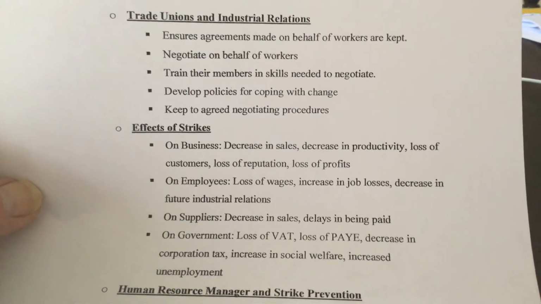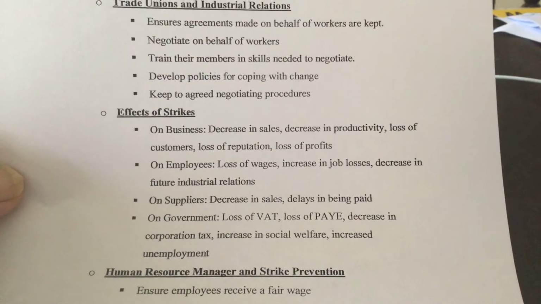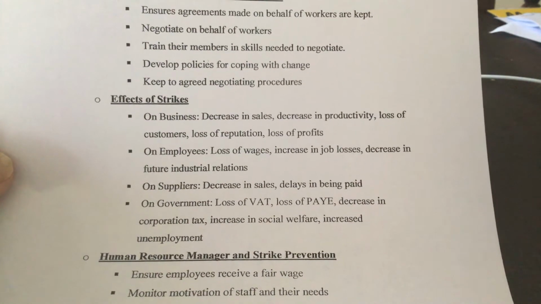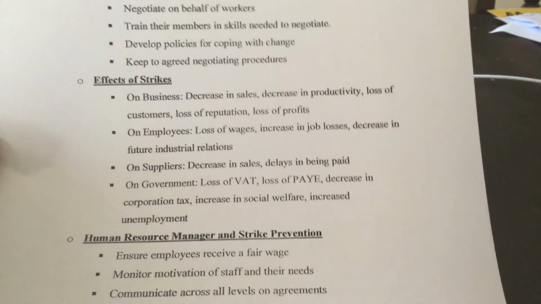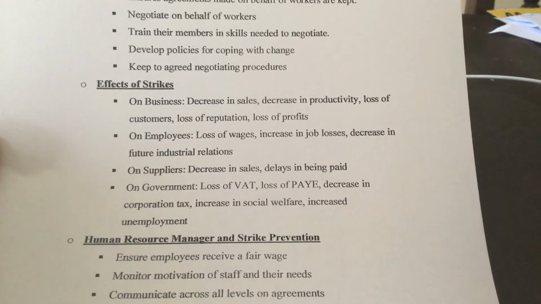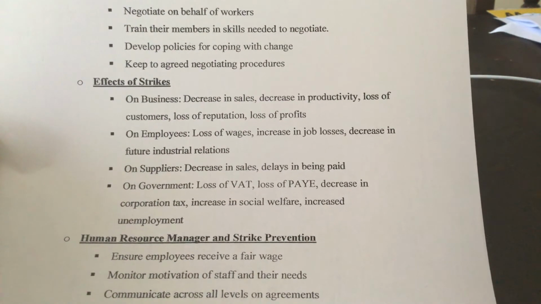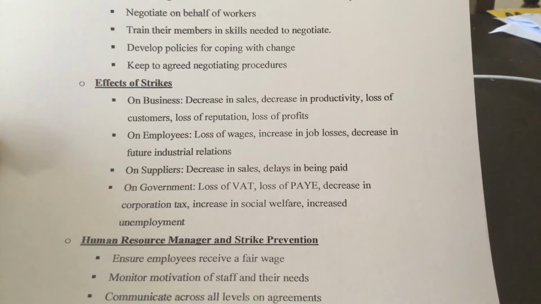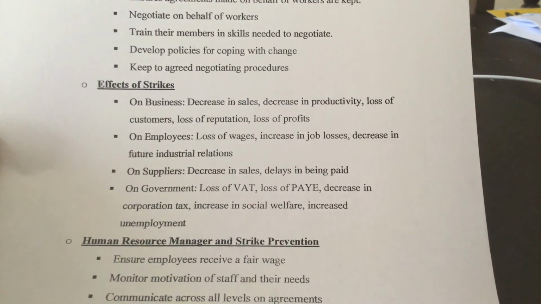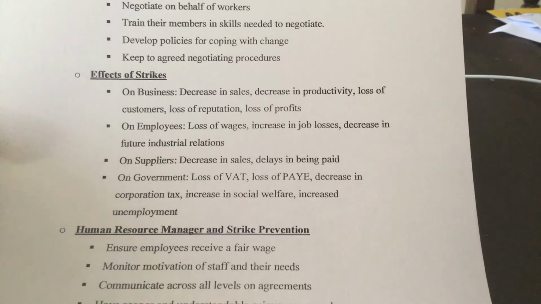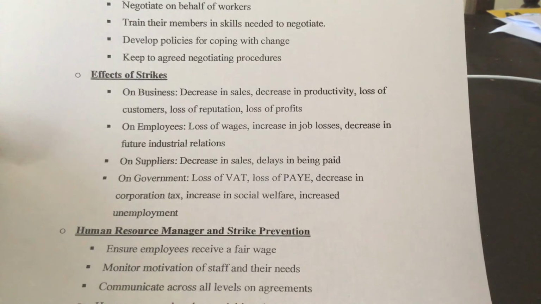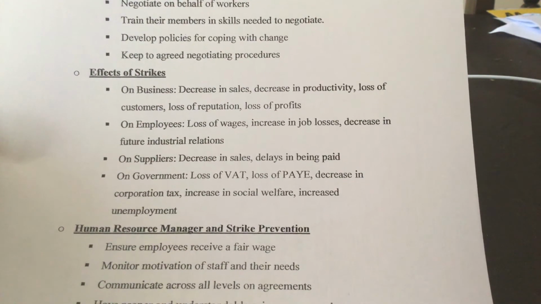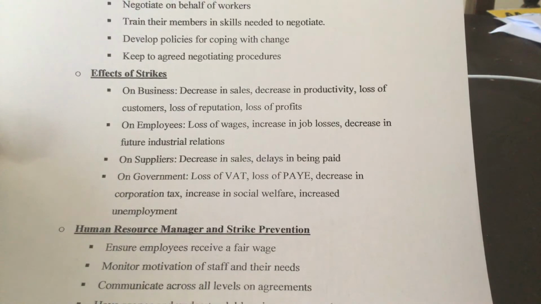Now, here's a question that's come up in the exam. Outline the effects of strikes on the stakeholders of a business. Now, the stakeholders of a business, as you know, is anybody that's affected by the business. So on the business itself, there's a decrease in sales, a decrease in productivity, loss of customers, certainly a loss of reputation, and a loss of profits. On employees, there will be a loss of wages, an increase in job losses, and a decrease in future industrial relations. In other words, industrial relations in the future will be strained.